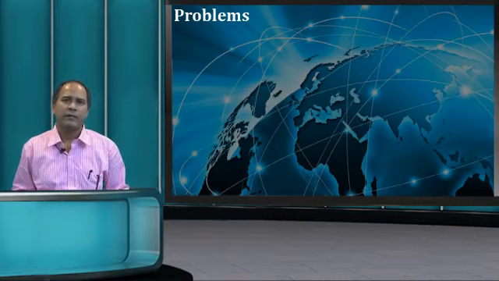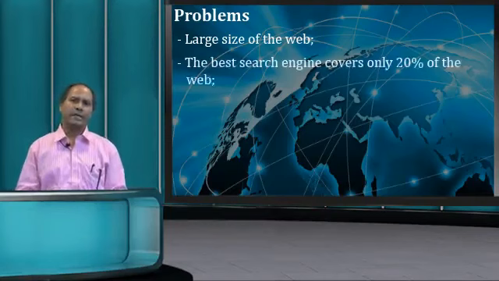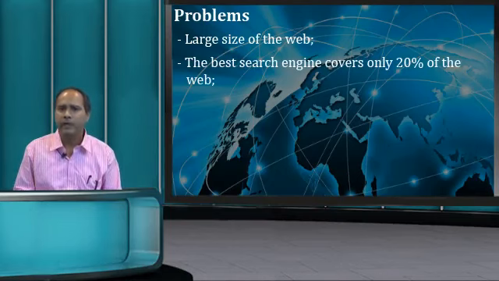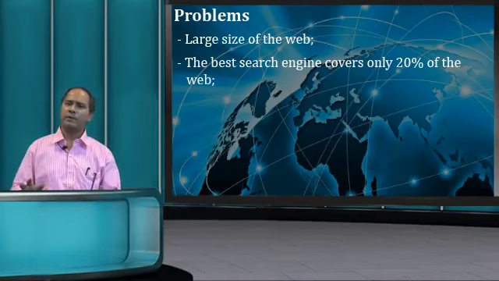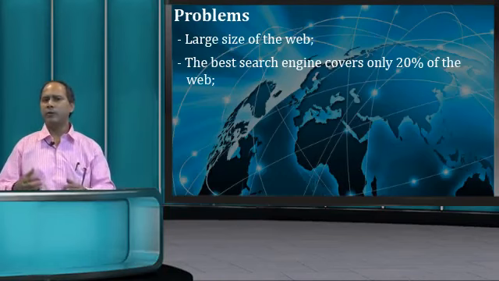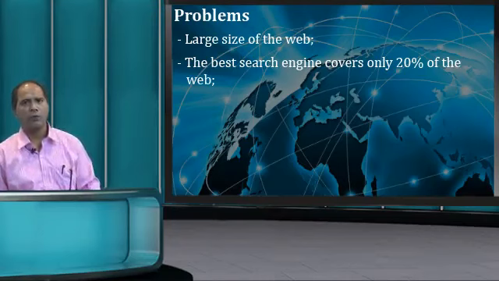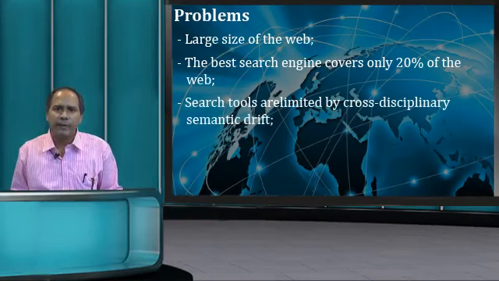The first problem is the very large size of the web. The web is a huge information space and almost impossible to index 100%. For example, the most comprehensive search engine in the world covers only 20% of the web. If you merge together the databases of all search engines, the coverage still does not exceed 42 to 43% of the whole web. Then the third big problem is that search tools are limited by cross-disciplinary semantic drift.